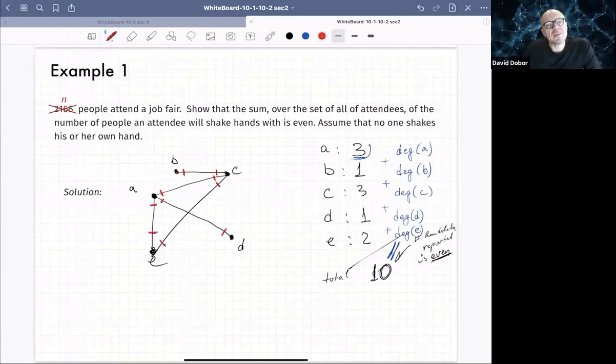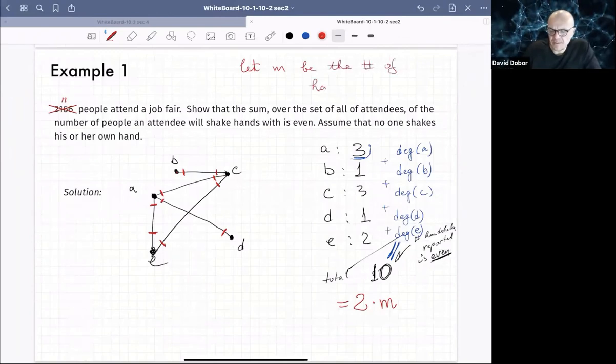So the sum of the degrees of these vertices has got to be twice the number of handshakes. Let's denote that number by M. Let M be the number of handshakes, which is the number of edges in this graph. So twice the number of edges in this graph is the sum of degrees of all the vertices. Does that make sense to people?